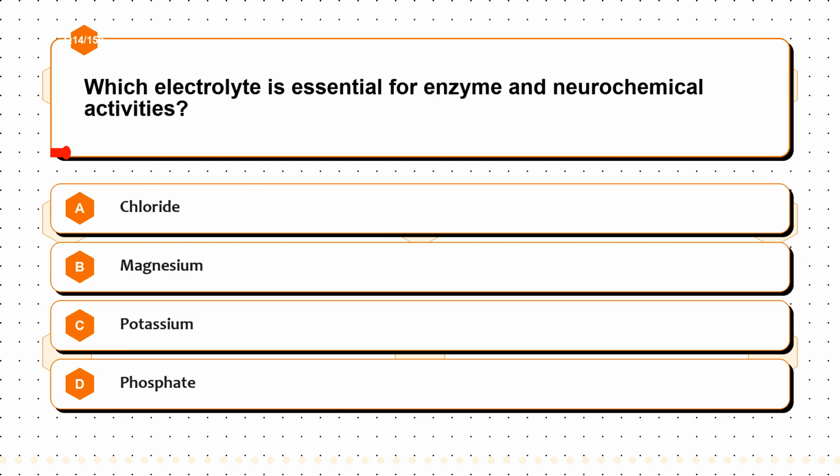Question 14. Which electrolyte is essential for enzyme and neurochemical activities? Here are the options. Option A, fluoride. Option B, magnesium. Option C, potassium. Option D, phosphate.